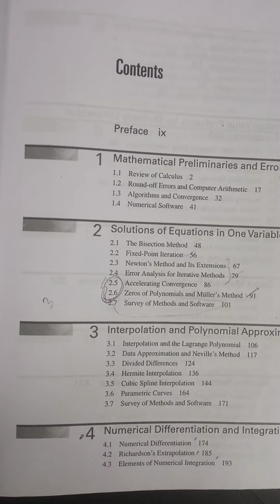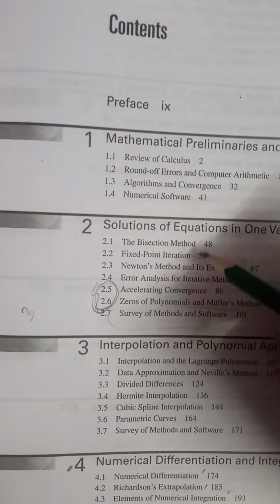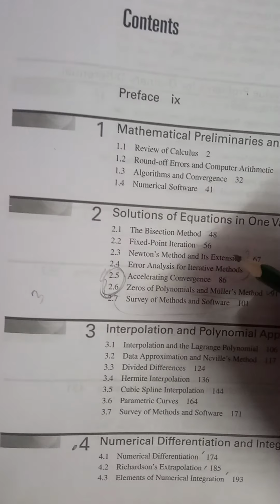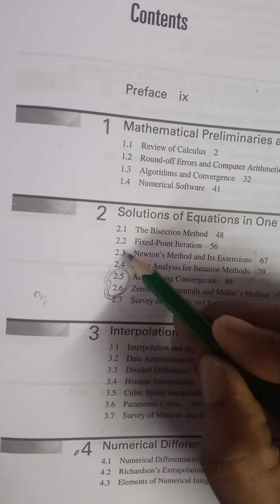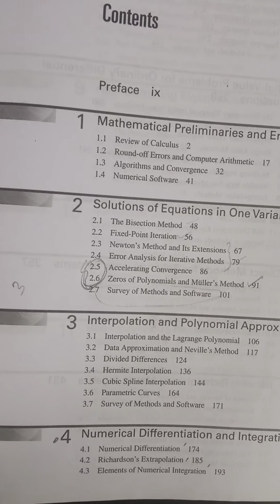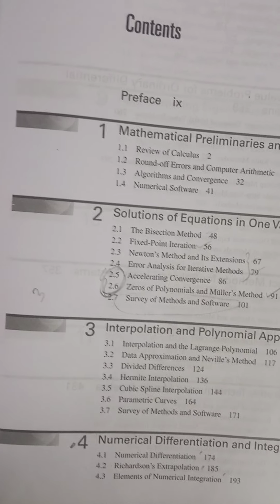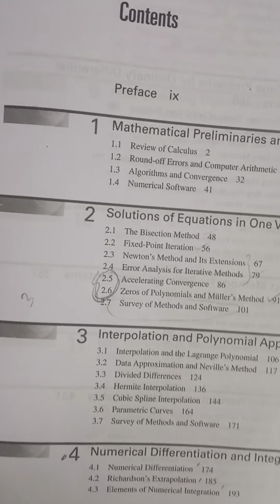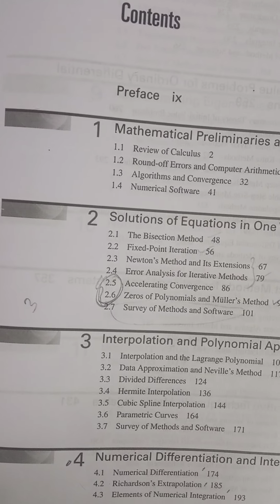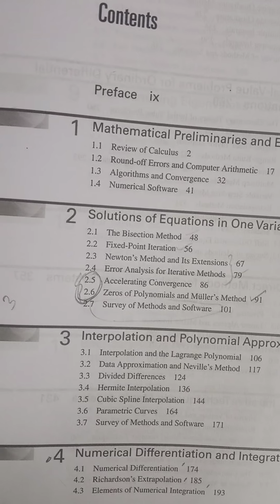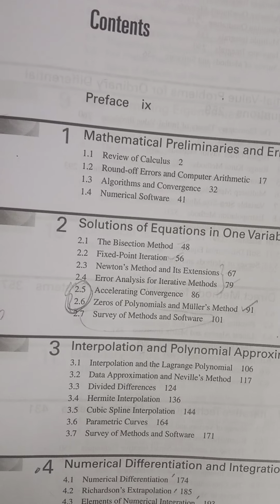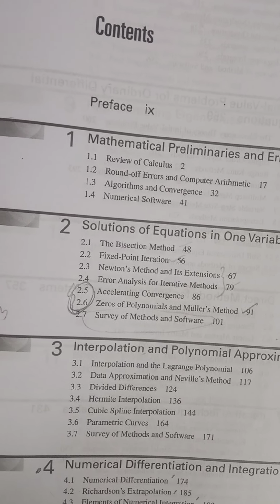Good morning, students. Now we have finished the bisection method and fixed point method. Now we are going to discuss 2.3 and 2.4, Newton's method and its extension, and error analysis for iterative methods. The next video will be 2.5 and 2.6. With that, we are going to finish our syllabus unit 1, right? Accelerating convergence, zeros of polynomials, and Muller method.